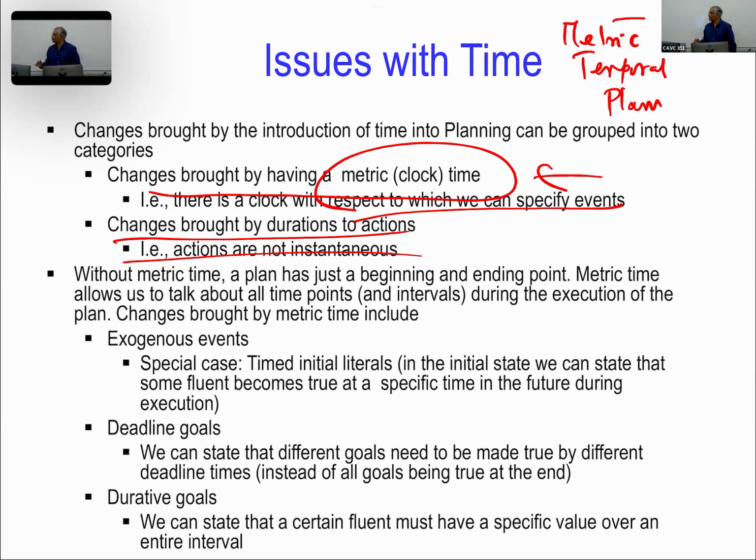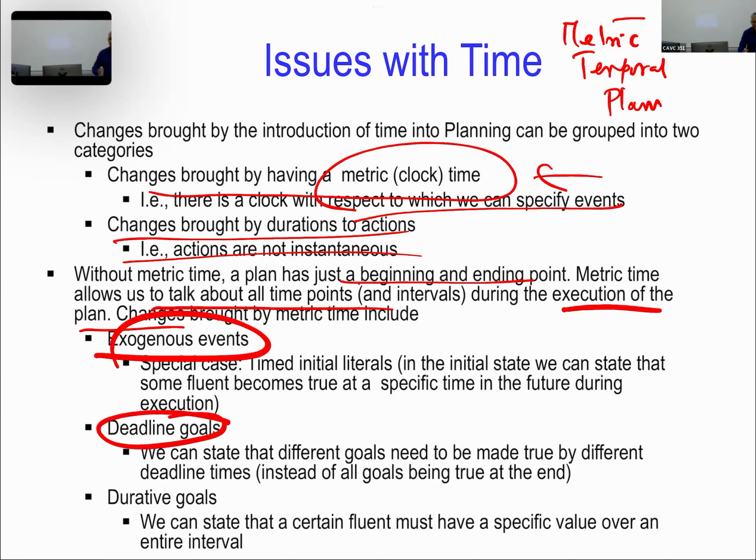Both are important. Notice that when you talk about SMDP, you should think in the back of your head how SMDP compares to these kinds of characteristics. Without metric time, the plan has just a beginning and an end point. Metric time allows us to talk about all time points and intervals during the execution of the plan, and changes brought by metric time itself include exogenous events, like in Back to the Future. Deadline goals: you must come to the class by 1:30. You must be done with your project description by Friday. Those are deadline goals.